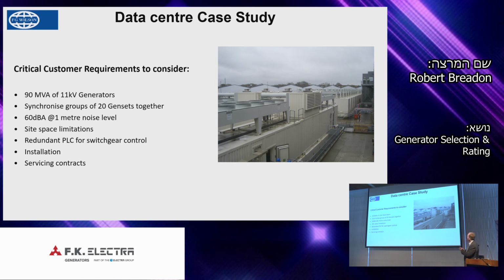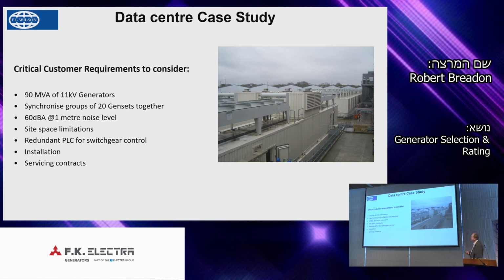So this is a site just south of London. There's 90 MVA of 11 kV generators. One of the critical requirements, again back to planning and environmental requirements, was the noise level. There are a lot of residential homes not far from this site, so they had to meet a very strict noise level, 60 dB at 1 metre. These were what we termed twin packs, so we had two 1500 kilowatt machines connected together. They went into groups of about 20 normally, and they synchronized together.